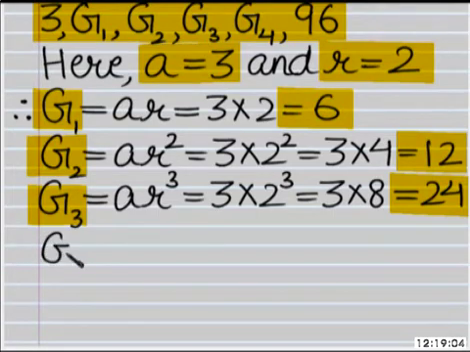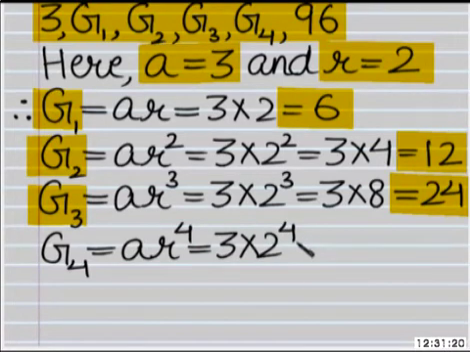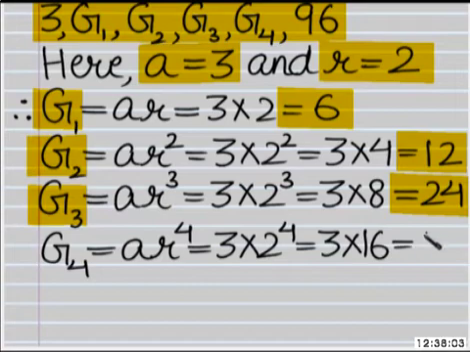And fourth geometric mean, G4, is equal to A into R raised to the power 4, which is equal to 3 into 2 raised to the power 4. On solving, it is equal to 3 into 16, which is equal to 48.